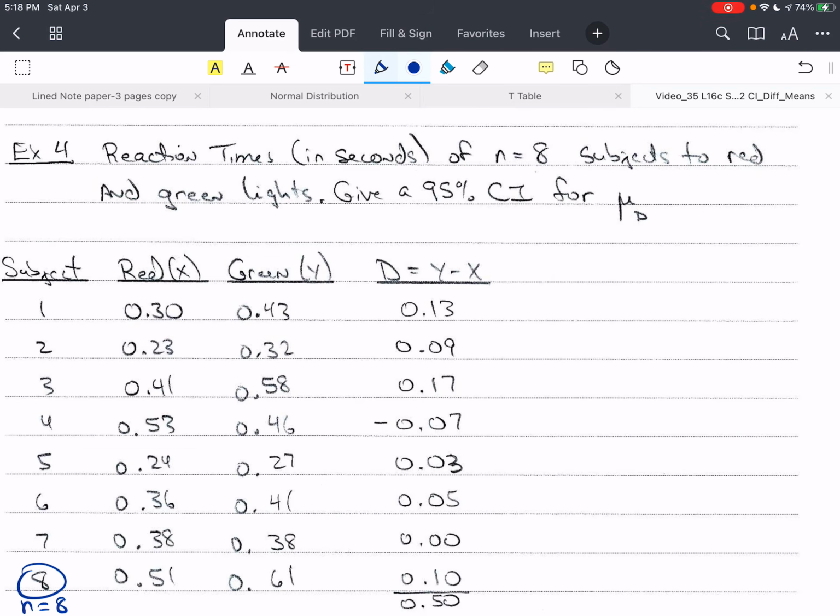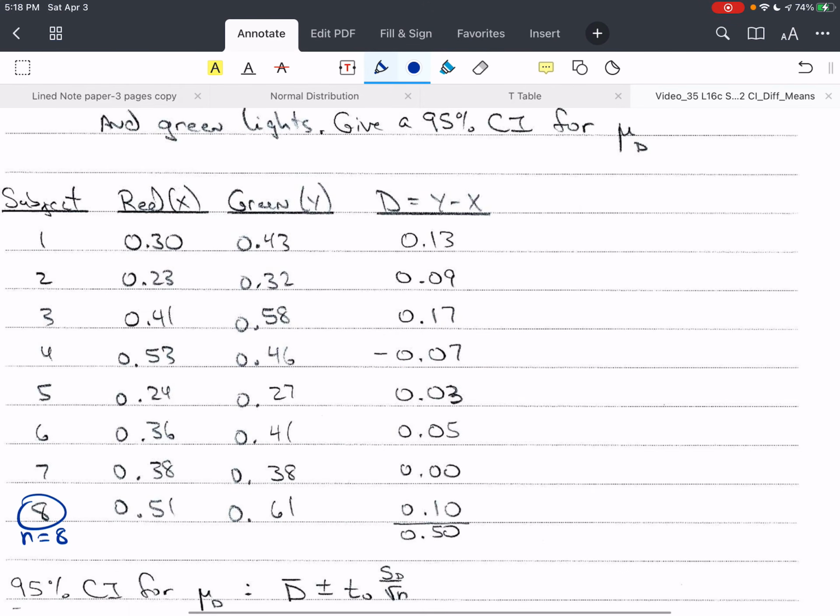And we want to know if there is a difference between these reaction times. And you'll notice that all except for one observation is positive, so it would seem like the reaction time for green is actually slower than it is for red. That's what we would think. So let's see what we get.